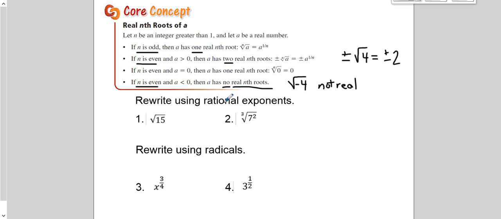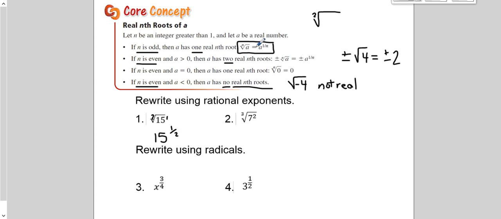Okay, rewrite using rational exponents. So if we have the nth root of a equals a to the 1/n, a square root actually has an invisible 2. So when we have a radical with no index written here, it's really just a 2. And this 15 has a 1, so this gives us 15 to the 1 over n power. So that's 1/2.